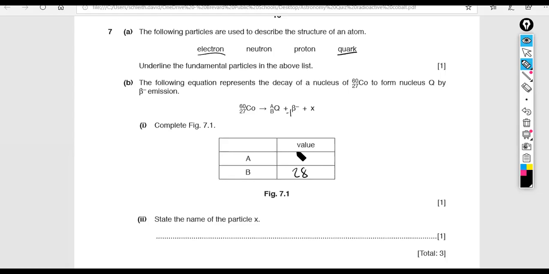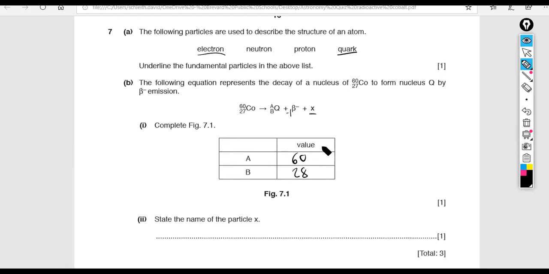Something with 28 protons is nickel. So this would be nickel, and we're still going to have 60 nucleons. We just change a neutron to a proton, but the total number of them is unchanged. It's just that the atomic number goes up. So 60, 28 should have been what you got for this one.